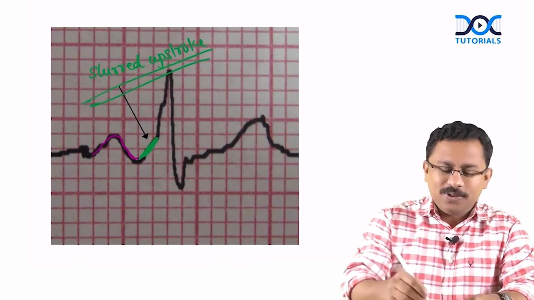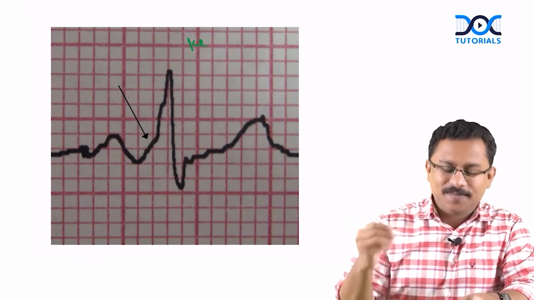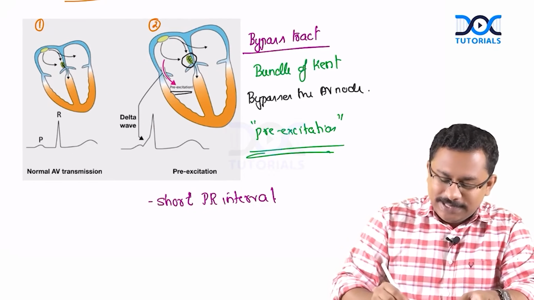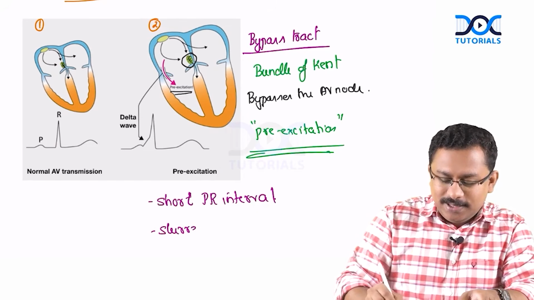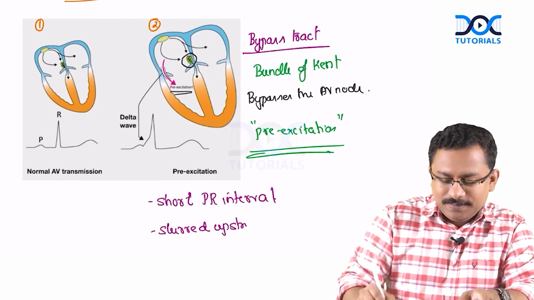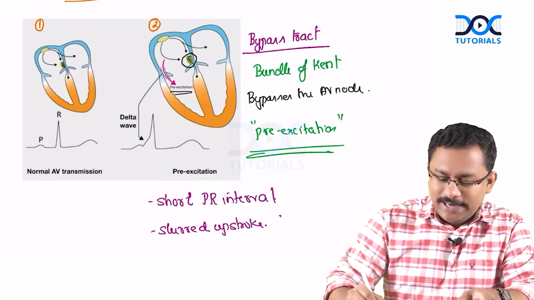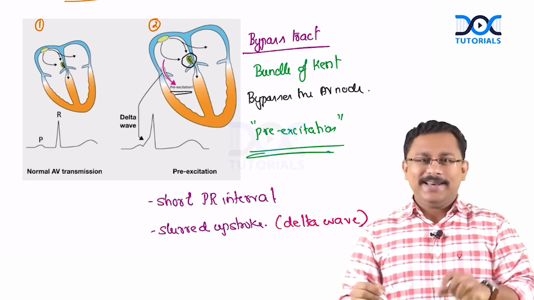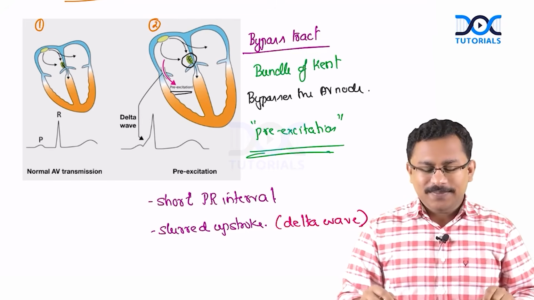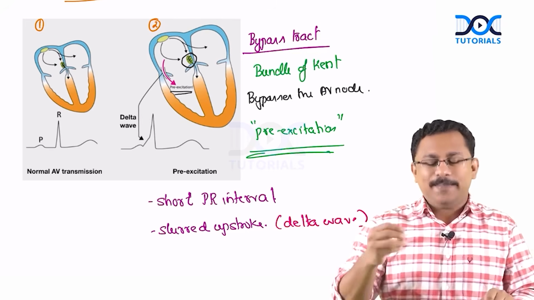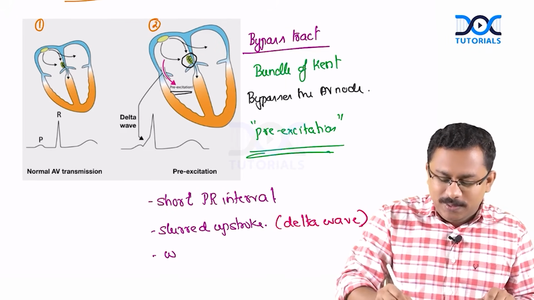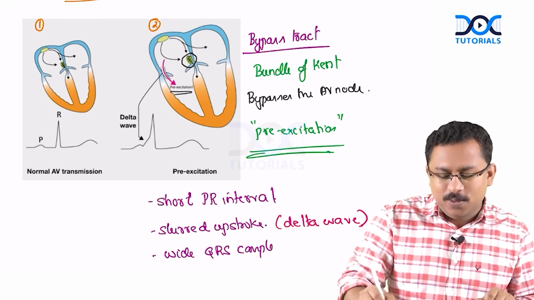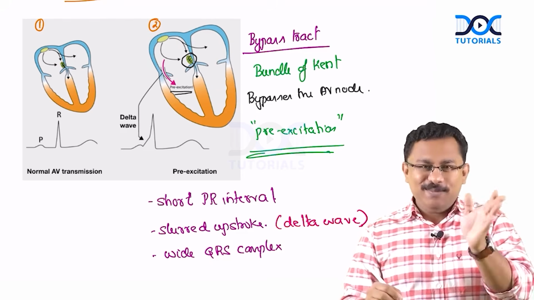And this slurred upstroke that you can see on the ECG is referred to as a delta wave. So slurred upstroke is also referred to as the delta wave, which is very, very important. Now the next point about the WPW syndrome is that the individual will be having wide QRS complex. Now let me ask you one thing before that.